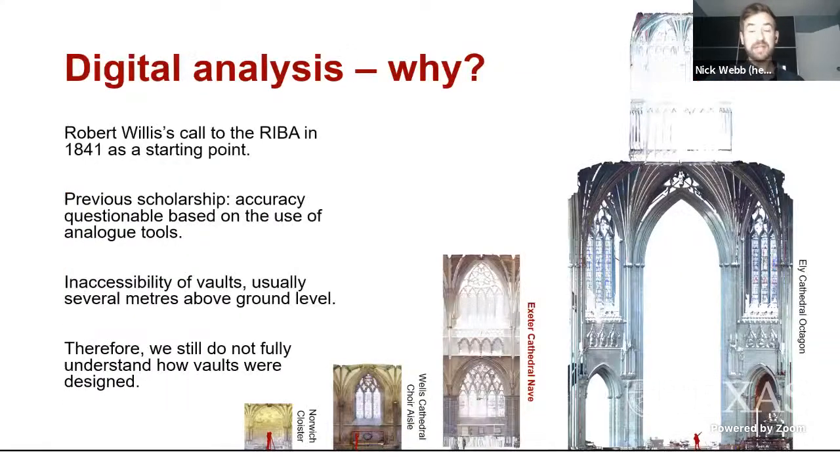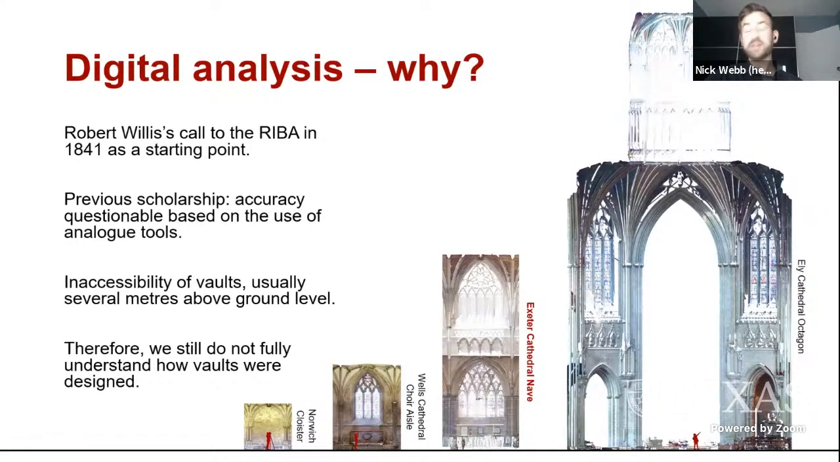Okay, so why are we looking at medieval vaults? Well, in 1841, Professor Robert Willis, who was a scholar at the University of Cambridge, gave a lecture to the then newly established Royal Institute of British Architects, who are our kind of regulatory body. At this talk, he outlined his theories on how vaults were designed and constructed. He based his findings mainly on accessible vaults, such as cloisters, which are relatively low to ground level.